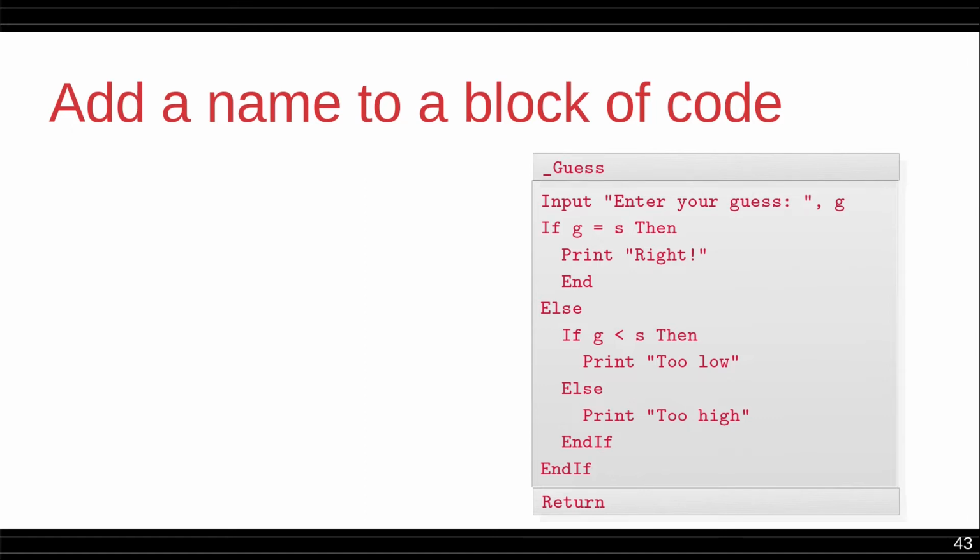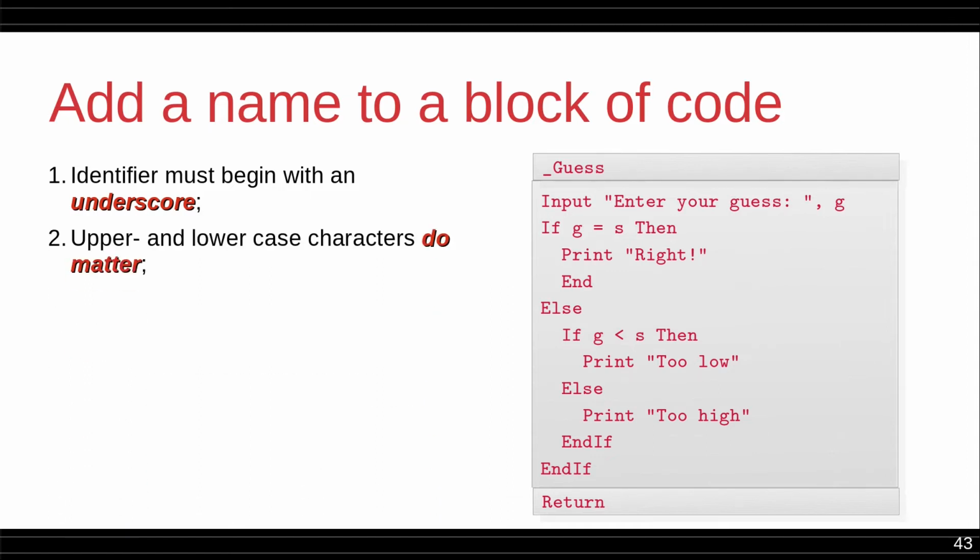So what are the rules here? Let's just walk through them. The identifier must begin with an underscore. It's followed immediately by a set of upper and lowercase characters. And note that case is significant here. An identifier with an all caps guess is different from an identifier with a lowercase guess, or a mixed case guess for that matter. You can't use any spaces or special characters.